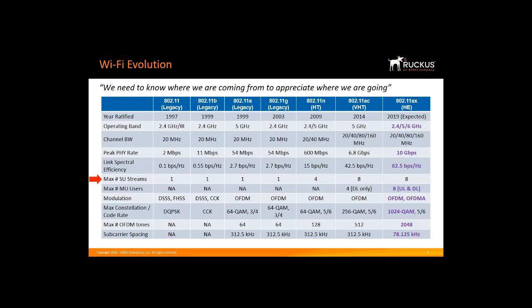Another metric was the maximum number of single-user streams. The original standard had one transmit chain and one receive chain that allowed us to transmit one stream of data. Then 11n came along with 4 radio chains. Now we could transmit 4 parallel streams to the same device, which improved throughput and efficiency. 11ac allowed as many as 8 streams, which required us to build APs and clients with 8 radio chains. However, with both 11ac and 11ax, although we can transmit up to 8 streams to a device, you also need a client with 8 radio chains.